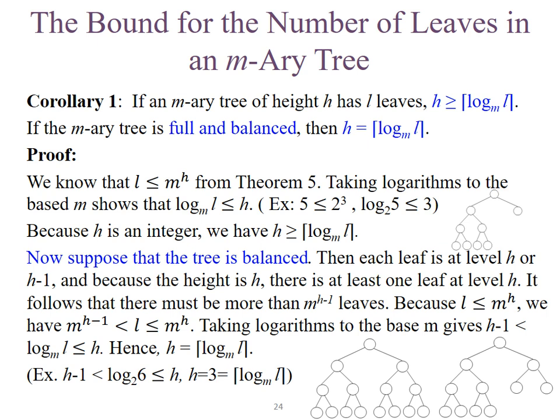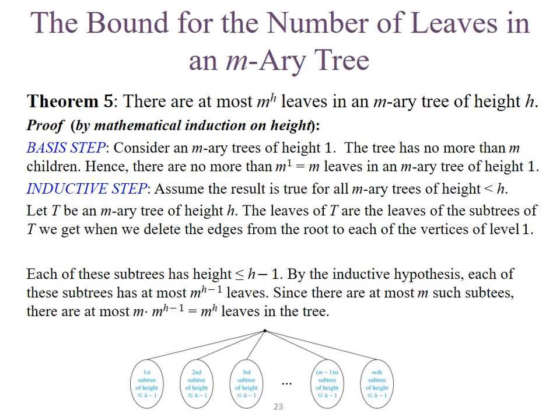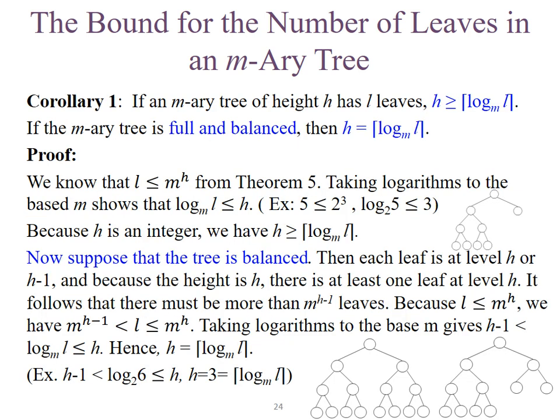Since it is a corollary, it must be very straightforward. We can derive these results from theorem 5. Theorem 5 tells us if we have a memory tree of height h, at most we will have n to the power of h leaves. So the leaf number L is less than or equal to n to the power of h.